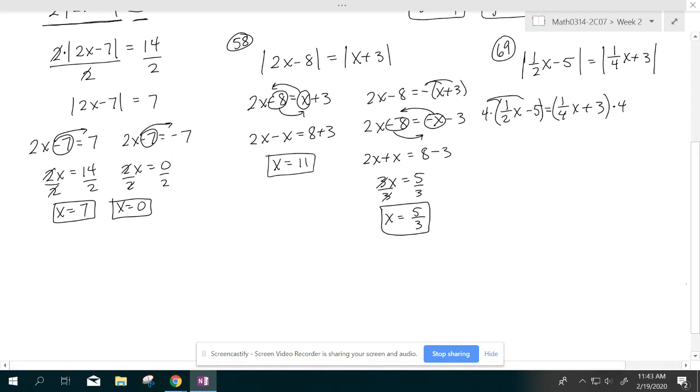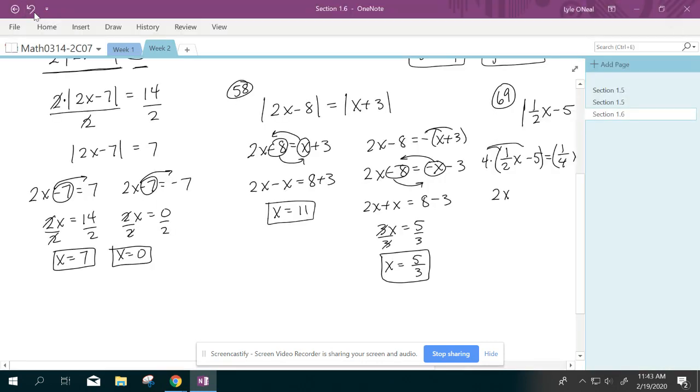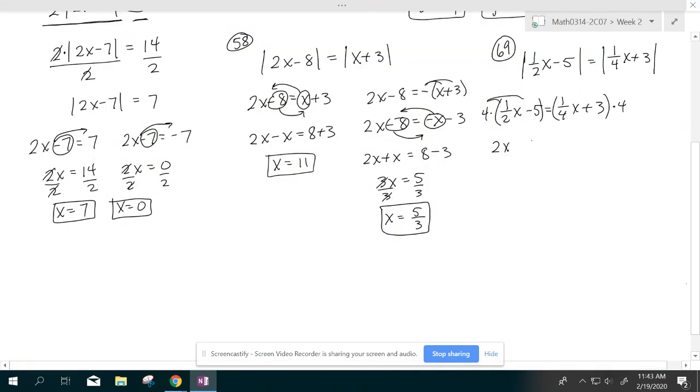What is 1/2 of 4? 2. That's going to give me 2x. And then 4 times -5? -20. And then the 4 is going to distribute on the other side. What is 1/4 of 4? 1. And 4 times 3 is 12.